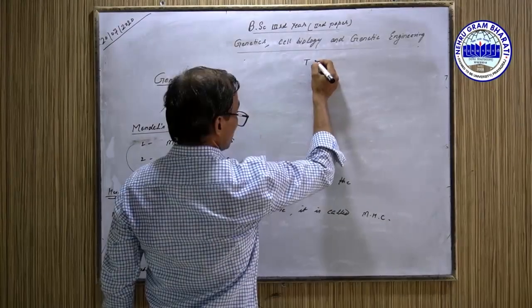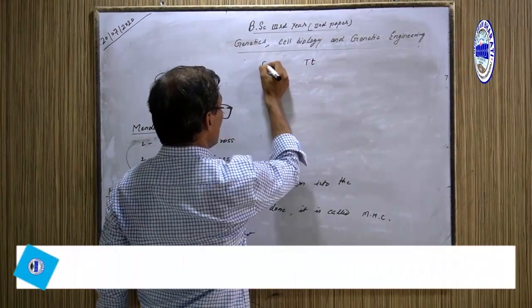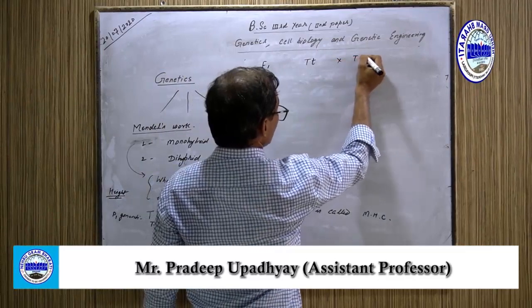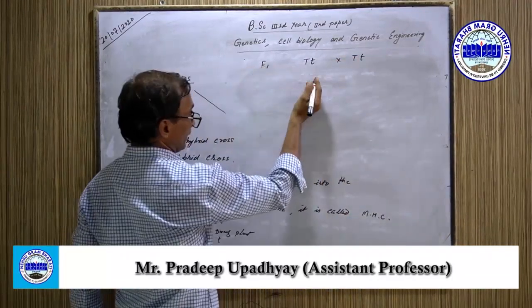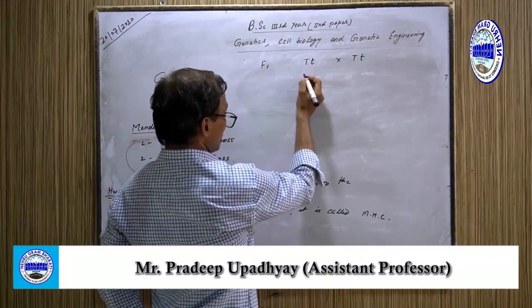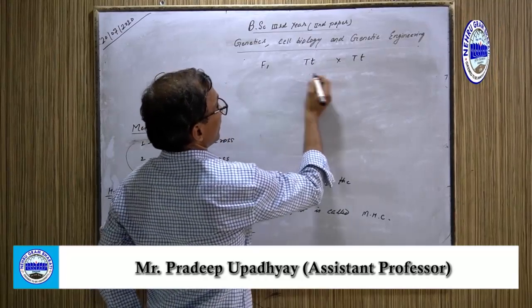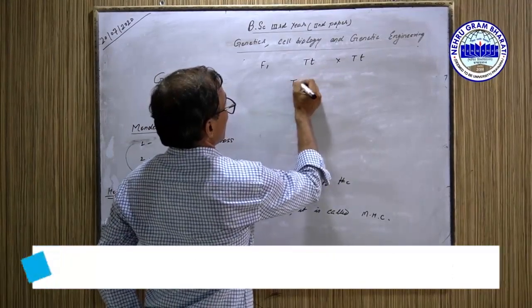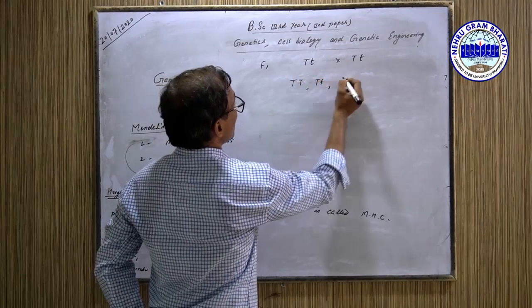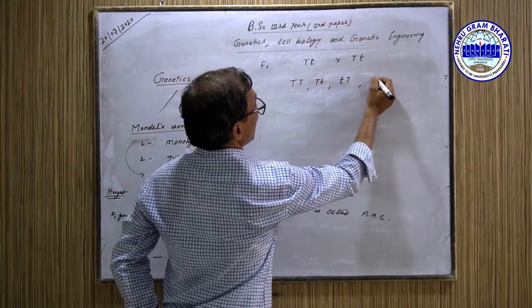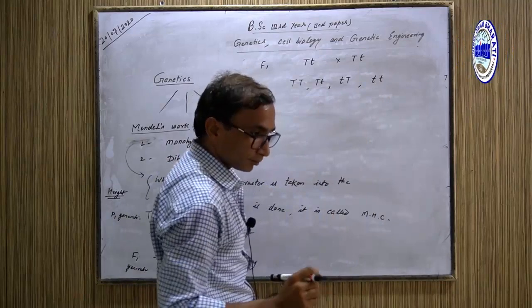So here there is a selfing. It was the F1. Again on selfing, what will you find? You will find the 4 types of progenies. You will be getting TT, Tt, and small tt.